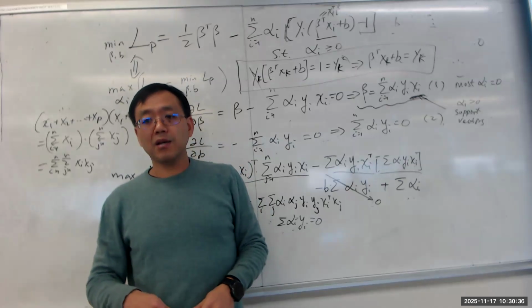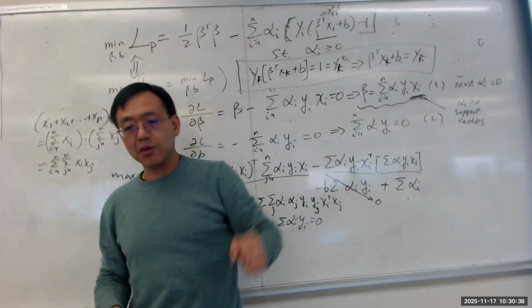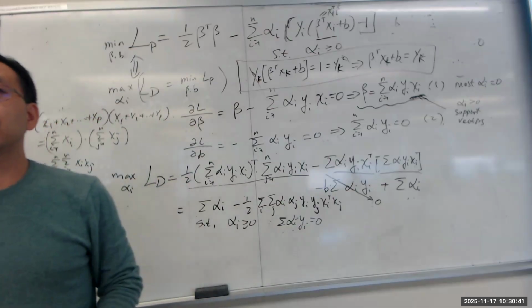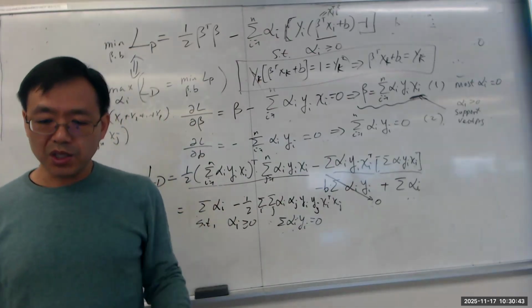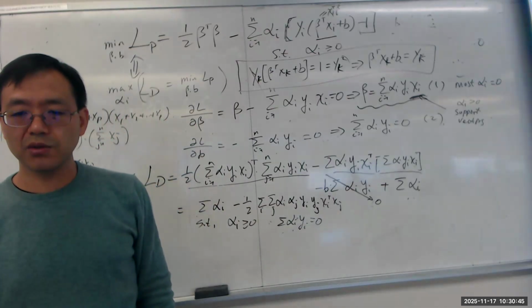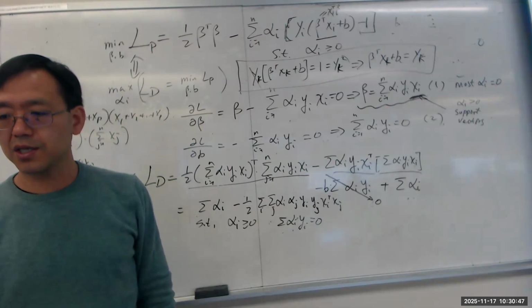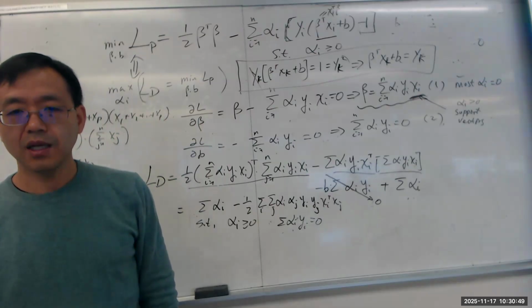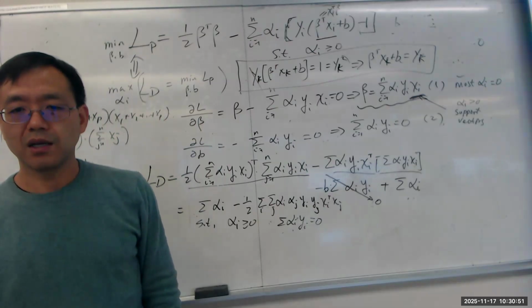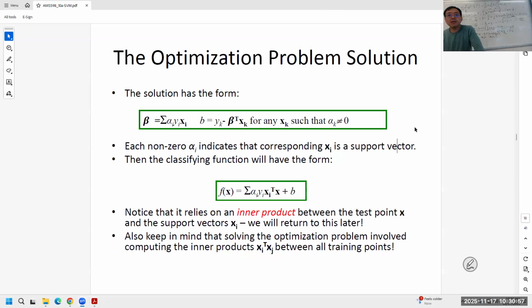Now for every b, if you find any point, they'll give you the same b value. So it doesn't matter which support vector you're using. It's the same. Now, is this clear, or is there any question on this?